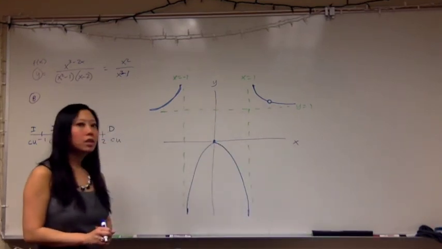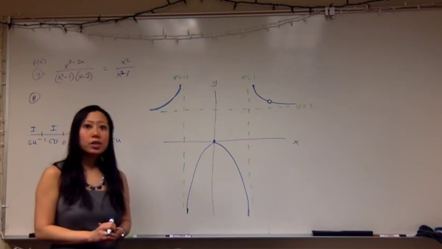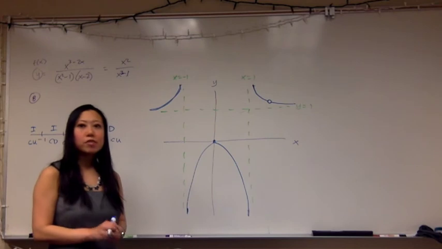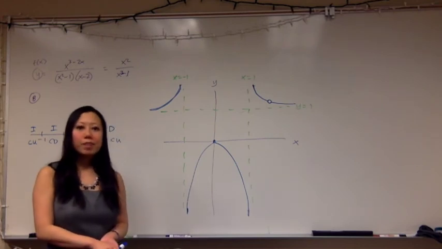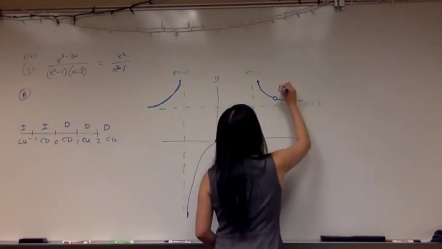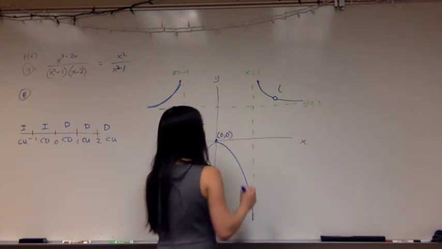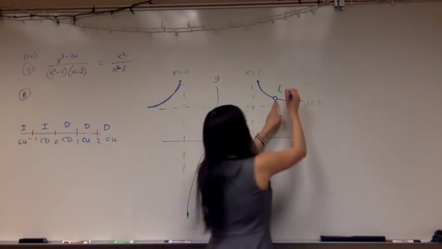The last thing we need to do is to label any of the points with coordinates. So any inflection points, intercepts, max, min, and so on. So here I have 0, 0, and then here I have the removable discontinuity x equals 2.